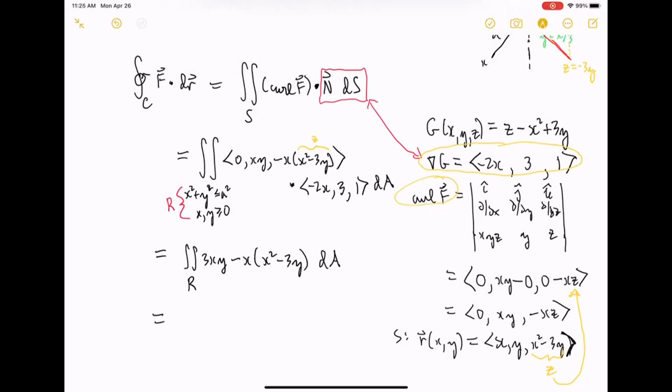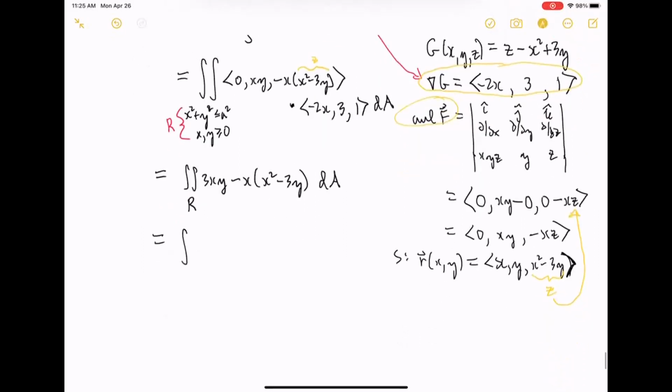If I distribute that minus sign, what do I get? It's going to be negative x cubed, 3xy plus another 3xy is how many xy? 6xy. Okay, so it's the double integral over R, 6xy minus x cubed dA. All right. And now we're just back to chapter 14. We're just doing this integral over this little quarter disk.